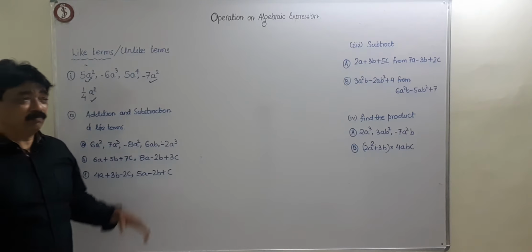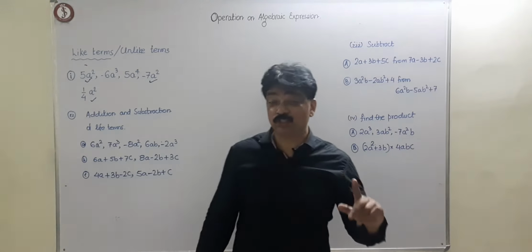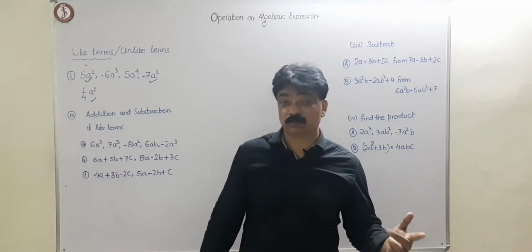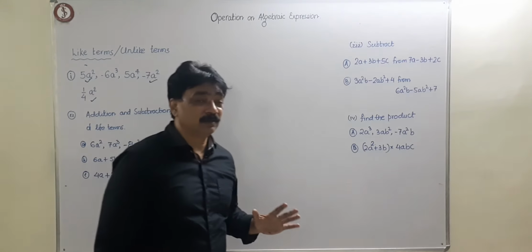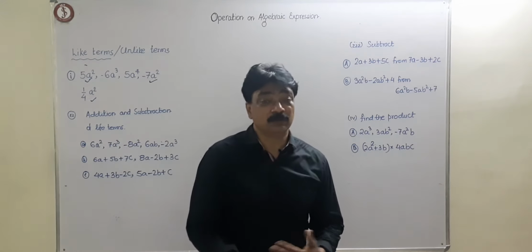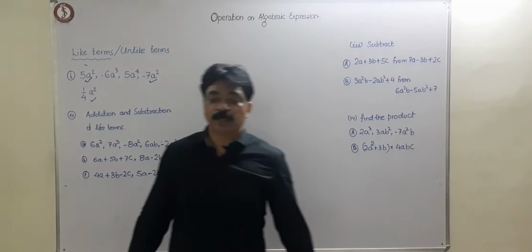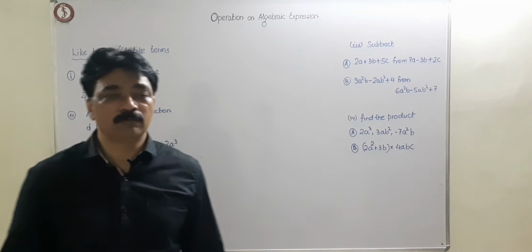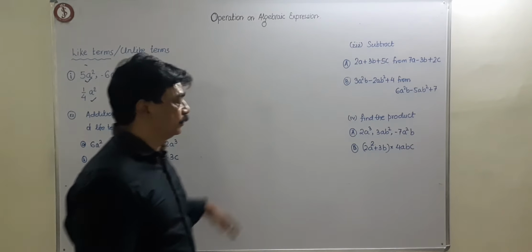Multiplication and division is valid for all types. But why do we find like terms and unlike terms? It is mainly to operate addition and subtraction. Only like terms can be added and only like terms can be subtracted from each other. But all types of terms, like terms or unlike terms, can be multiplied with each other. So we go one by one slowly.